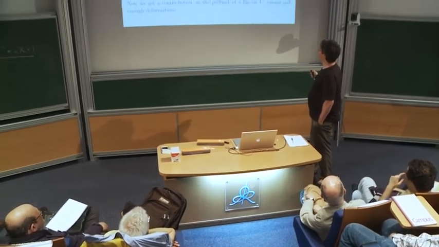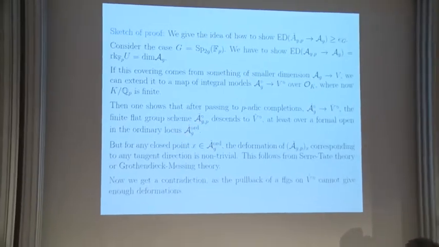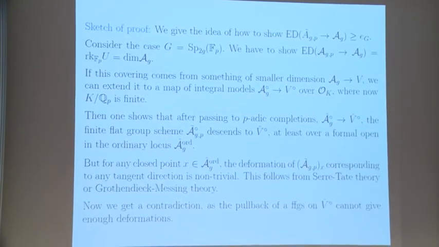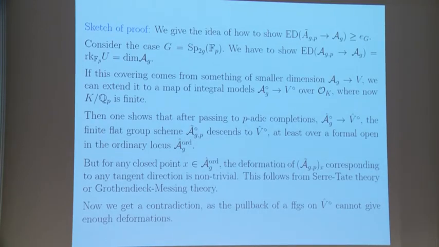In fact, we do this just in a formal neighborhood, because that's all you need. I mean, we're working on the ordinary locus here. So this is an extension of an étale part by a multiplicative part, right? And so each of those parts descend, certainly in a formal neighborhood, because they're just kind of trivial. And then you have to compute the extension classes. So basically, if you have an extension class that extends to a finite flat group scheme here, it already extends to a finite flat group scheme here.